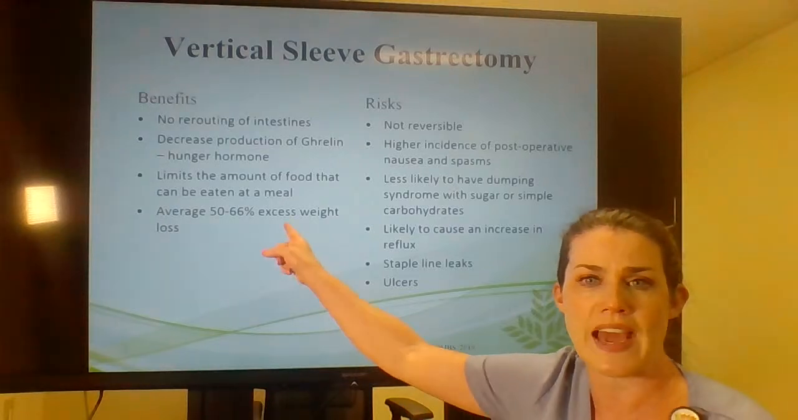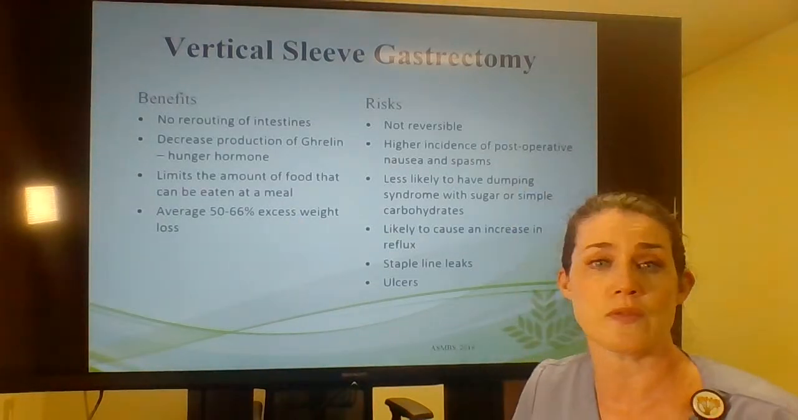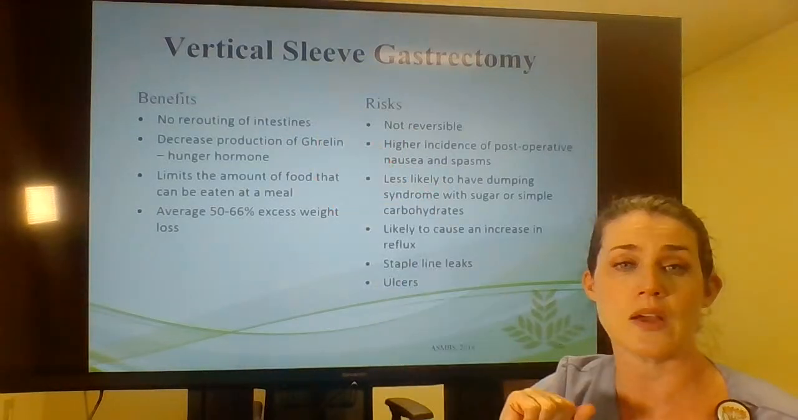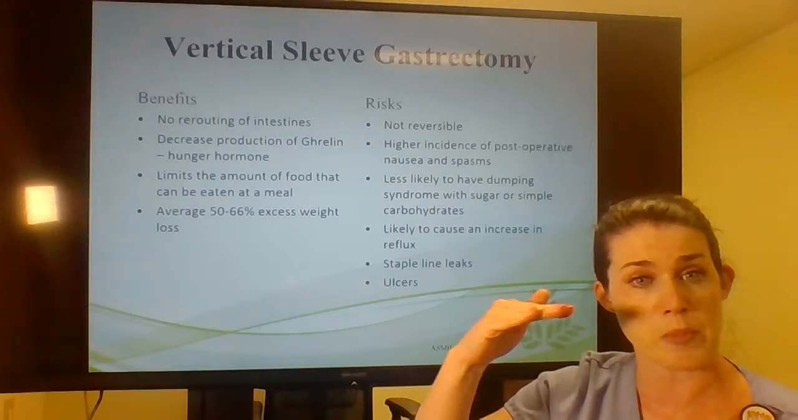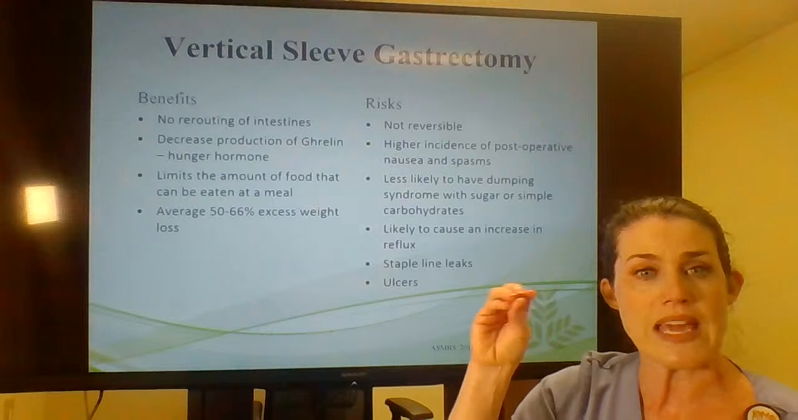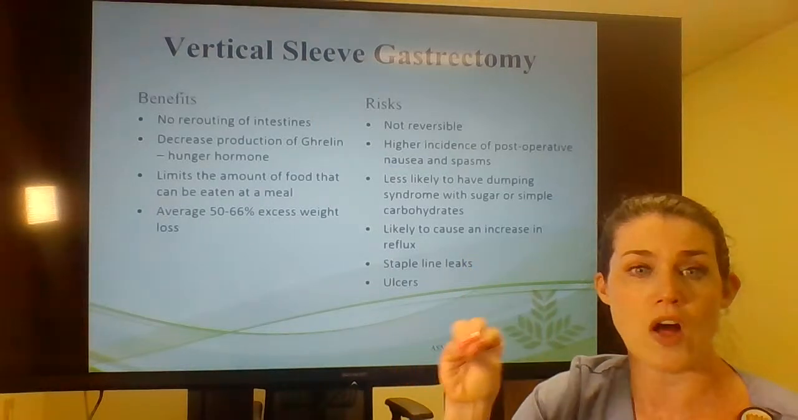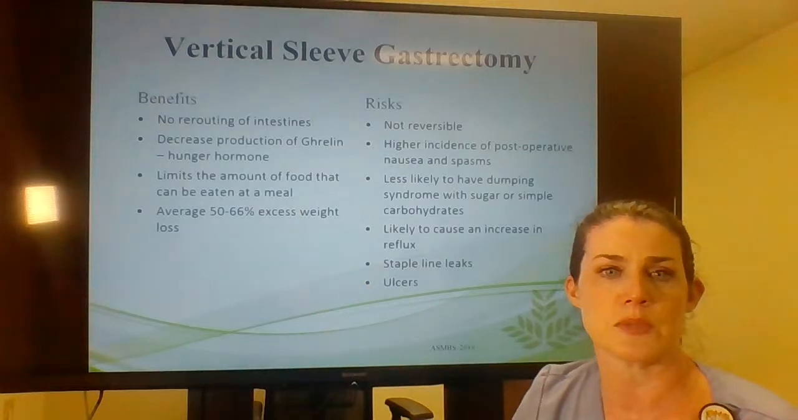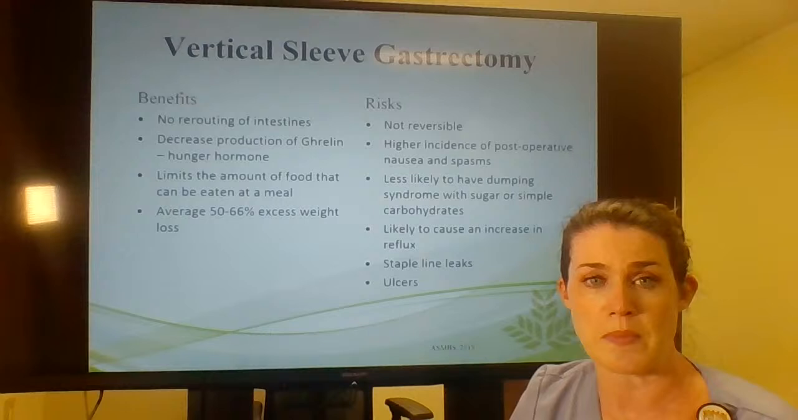So when we talk about the average excess weight, we have to remember that just like a classroom full of students, there are going to be some people that knock it out of the park. There's going to be some people that don't put forth much effort, and there may be some people in the middle that just kind of squeak by. So that's how we get that average. Just like somebody taking a test, it's going to be an average of all of those people. So nationally speaking, 50 to 66% excess weight loss is what someone could expect with a sleeve gastrectomy.